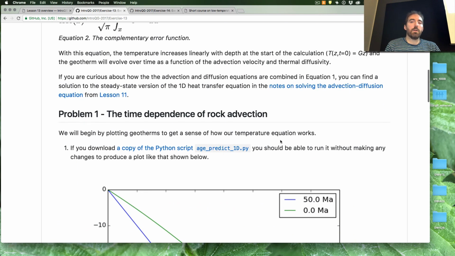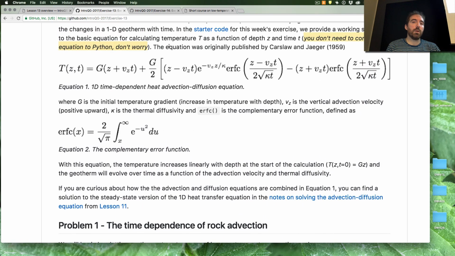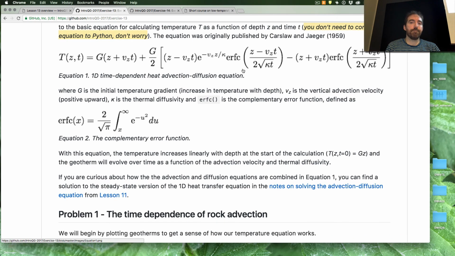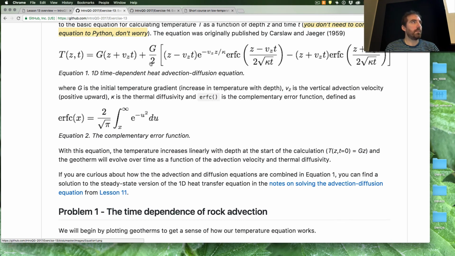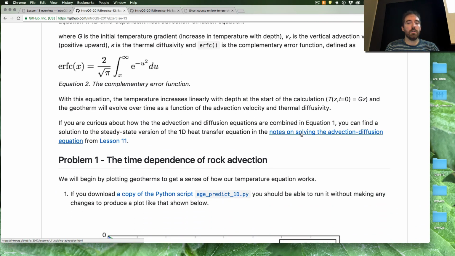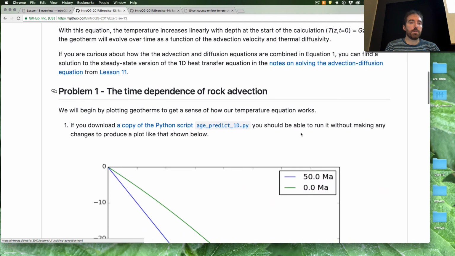And if you're curious, there were some notes in lesson 11 about solving the advection diffusion equation. If you want to see how those things link to one another, that's essentially what is solved here. This is a solution to the advection diffusion equation for a time-dependent case. The steady state case is what's in the notes from lecture 11. If you're interested in that, you can read through those and see how that works.